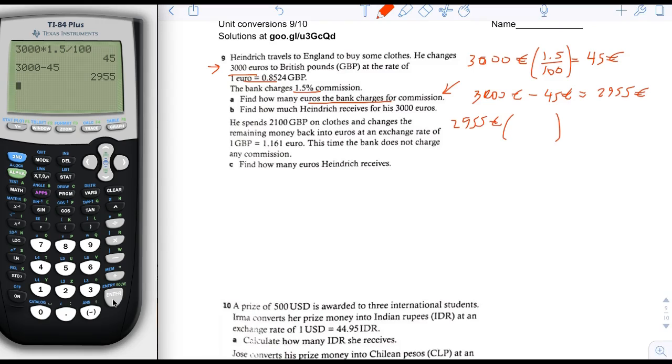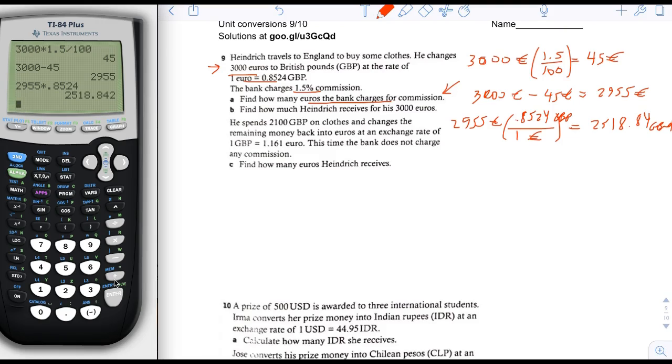We're going to multiply it by a domino. On the bottom of the domino, it's going to be 1 euro. On the top of the domino, it's going to be 0.8524 GBP. So in the end, the math is going to be 2,955 times 0.8524, which is 2,518.84 GBP.